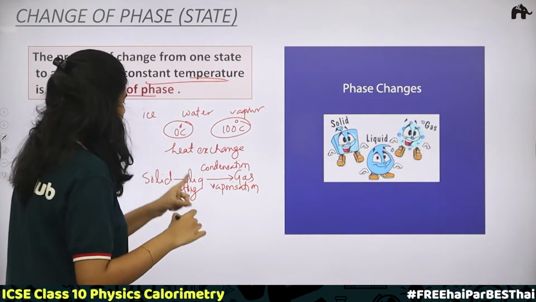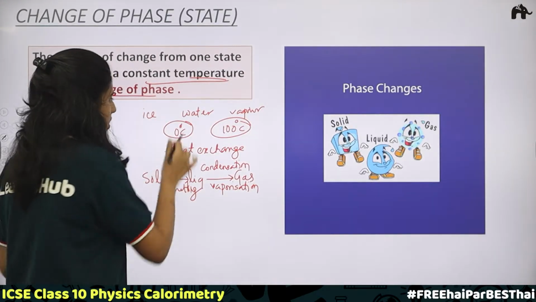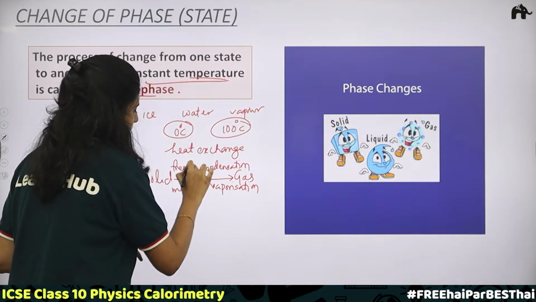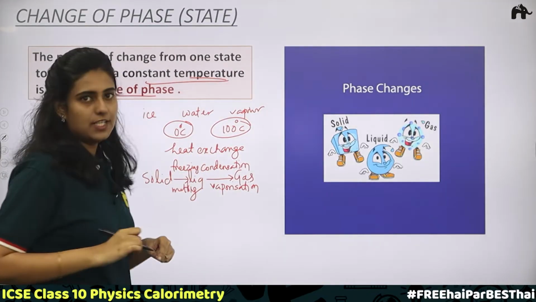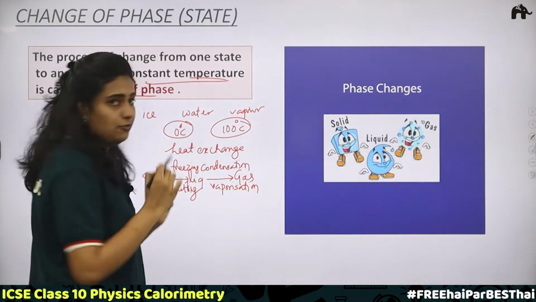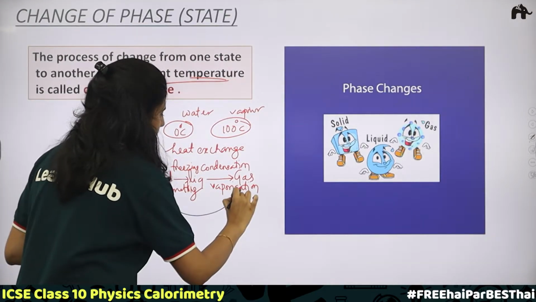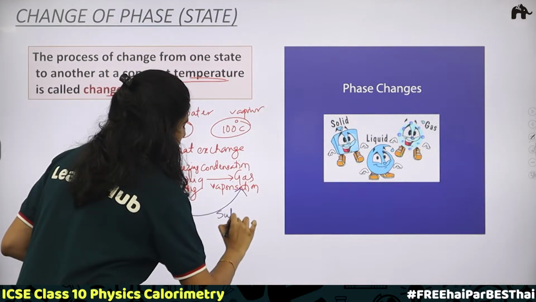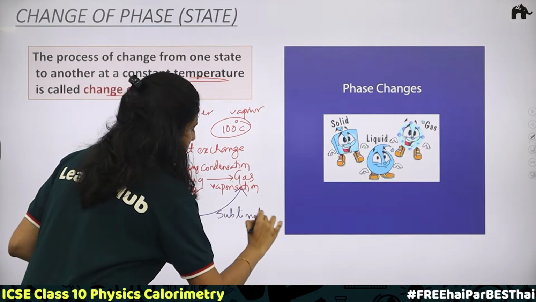Liquid to solid, that is water to ice. What are we doing? We are freezing. Next, if you are converting solid directly to gas, this process is called sublimation. Okay, we'll be explaining in detail.